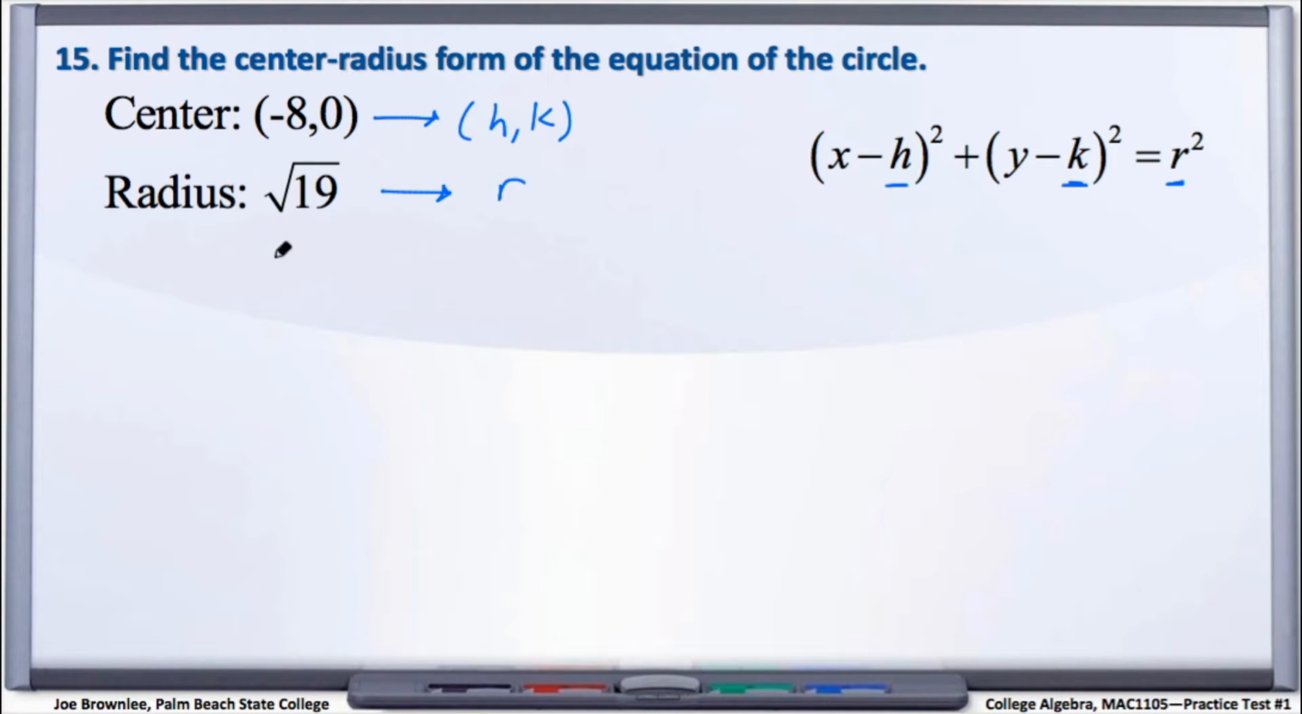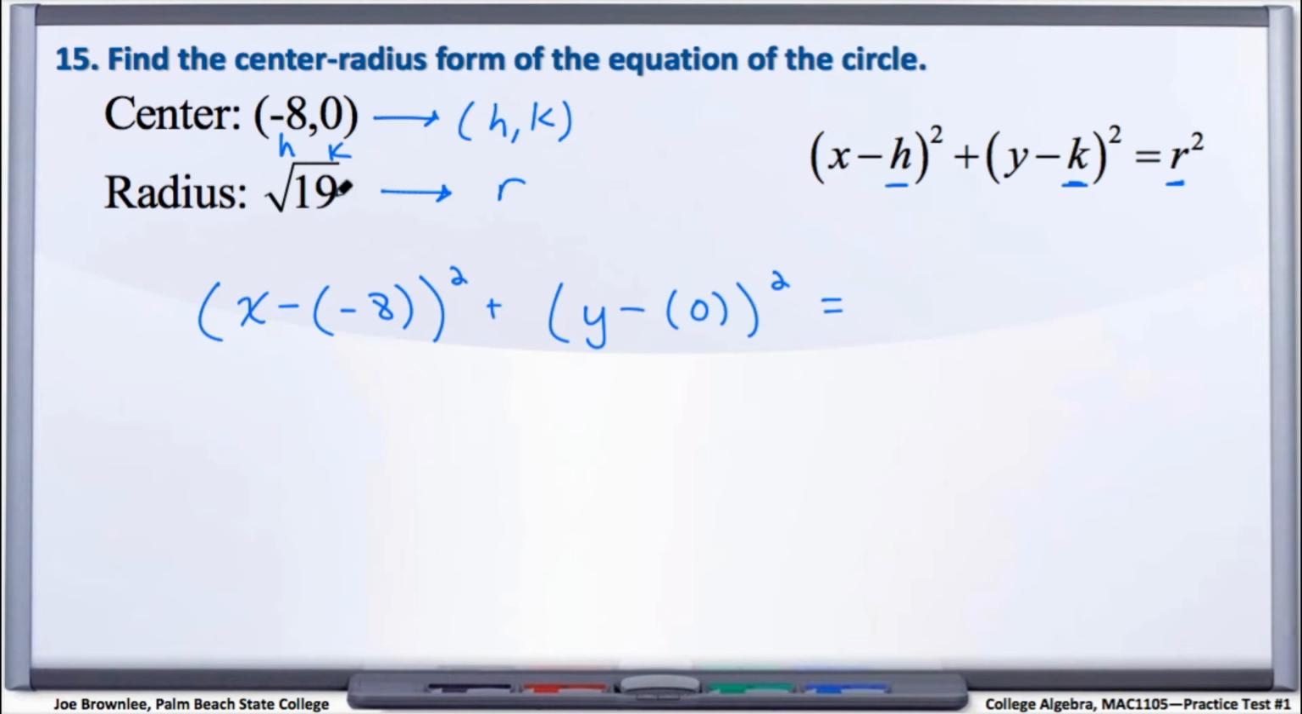So let's go ahead, take this information that's been given, plug it into the center radius form, clean it up, and see what happens. So we're going to have x minus h. Well, what is the h that we've been given? Well, we've been given -8, haven't we? So we'll plug that in, squared plus y minus k. Well, what is the k in our given? Oops, not 0, that's what we were given. What we were given was 0, right? So let's plug in 0 squared equals r squared.